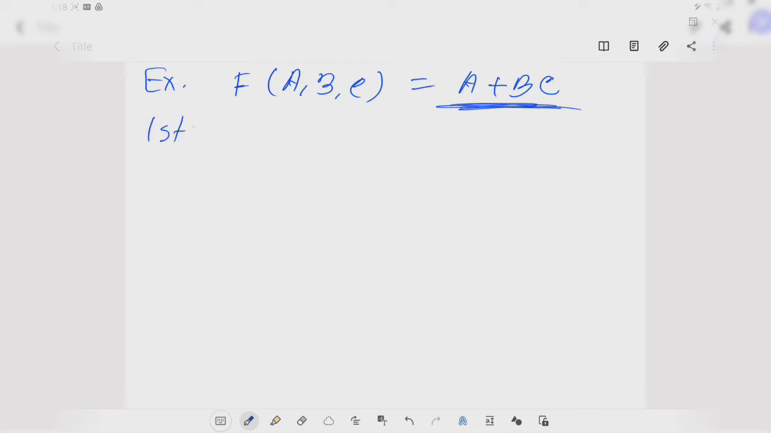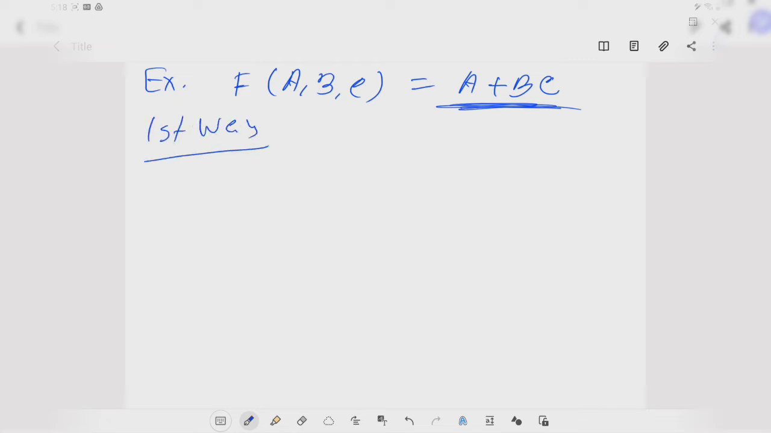We have the same function that we saw in the previous case, in the case of min terms. The function is of three variables, and it's A plus BC. We want to express this expression A plus BC in terms of max terms. There are two procedures again. Let's work with the first procedure, the first way.